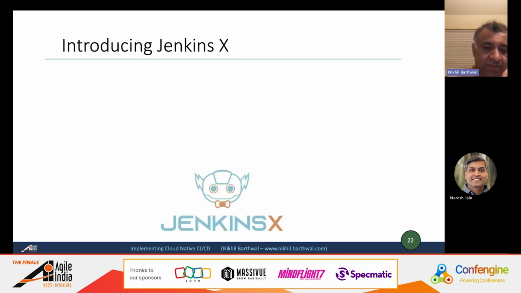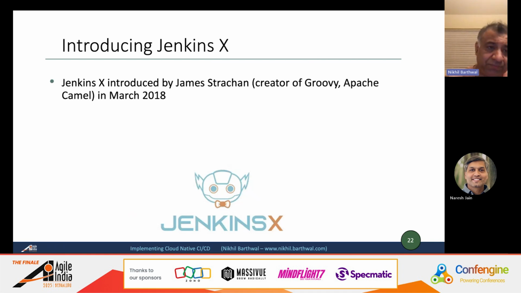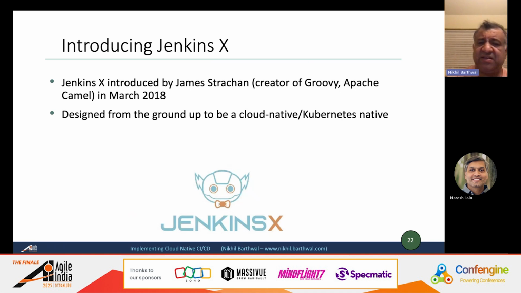Anyhow, moving on. So we move on to another project called Jenkins X. Now, Jenkins X should not be confused with Jenkins, they are two different projects. The history of Jenkins X is that it was introduced by James, who's the creator of Groovy, Apache Camel, etc. And Jenkins X is a completely different code base from Jenkins. It was designed ground up to be cloud native, Kubernetes native. It's kind of a spiritual port of Jenkins for the cloud native world.